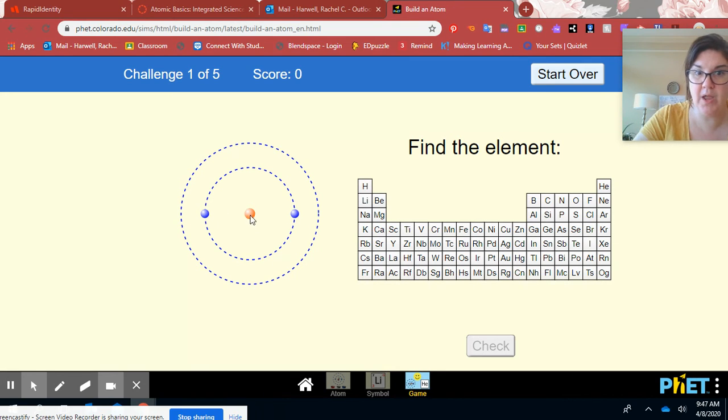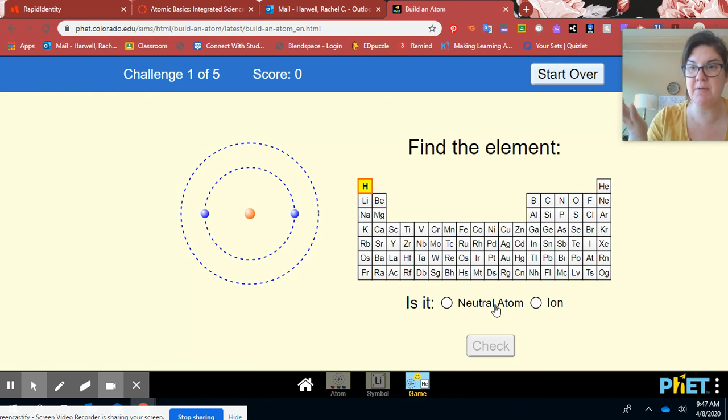It has 1 proton, 2 electrons. So if it has 1 proton, it has to be hydrogen. Okay, and it's asking, is this a neutral atom or is this an ion? Neutral atom meaning same number of protons and electrons in the same nucleus, right? So that charge would balance out. So if I'm looking here, I know it's hydrogen because I have one proton.